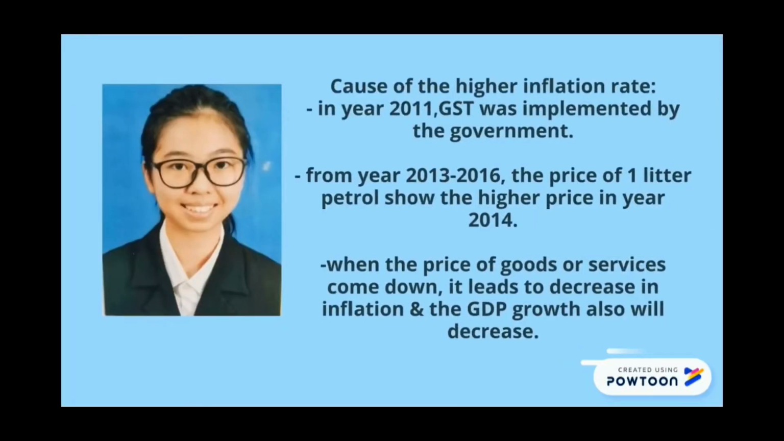Causes of the higher inflation rate. In year 2011, GST was implemented by the government. From year 2013 until 2016, the price of 1 liter of petrol shows the highest price in year 2014. When the price of goods or services comes down, it leads to a decrease in inflation and the GDP growth will also decrease.